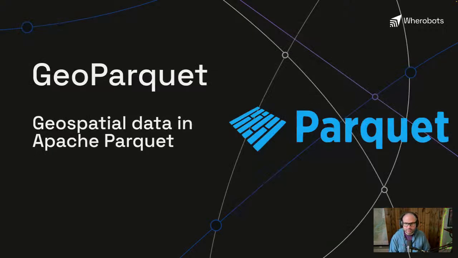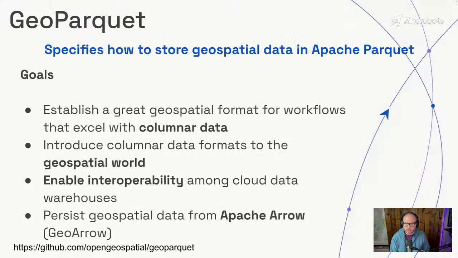Let's go a little bit deeper into this idea of GeoParquet. So GeoParquet is all about storing geospatial data in Apache Parquet. If we look at the goals of GeoParquet, it's really to identify workflows in the geospatial world that make sense for working with columnar data. So we should say that Parquet is a columnar file format. We'll see what that means in a minute here.